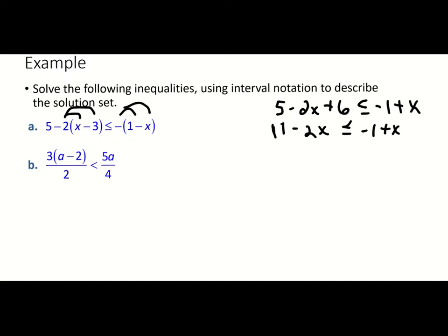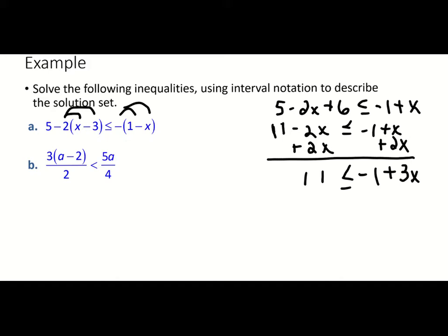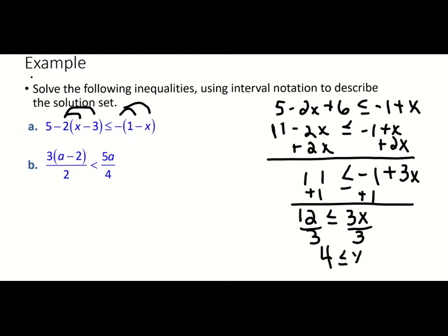So I'm going to choose the smaller of the two. So I'm going to add 2x to both sides. And again, be conscious of your inequality sign. Don't change it. -1 plus 3x is greater than or equal to 11. And now to solve it, we're going to add 1 to both sides. So we get 12 is less than or equal to 3x. We'll divide by 3, and we get 4 is less than or equal to x.